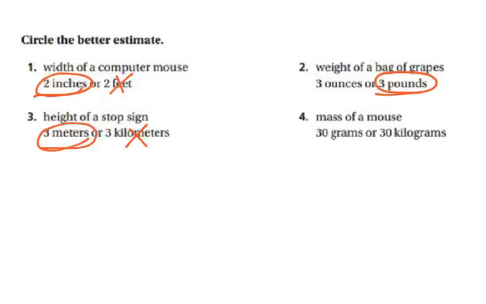And then the mass of an actual mouse. We had that one bat had a mass of 1 kilogram. So that's kind of sizable. But I'm thinking of a mouse, it's not going to have the same mass of a bat. So I think it's not going to be anywhere near the 30 kilograms, and therefore 30 grams is going to be more realistic.